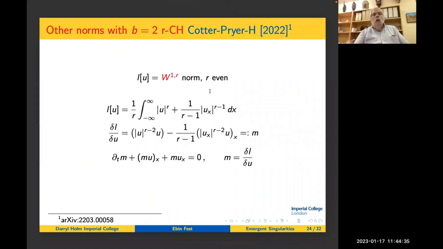Okay, now other norms. It turns out that this was an idea, Colin Cotter's idea: is it possible to go beyond and actually talk about L^p sort of norms, R norms, in which the momentum is now going to be a very nonlinear object. Okay, so it's still B equals two, but the relationship between the momentum and the velocity needs to be worked out.